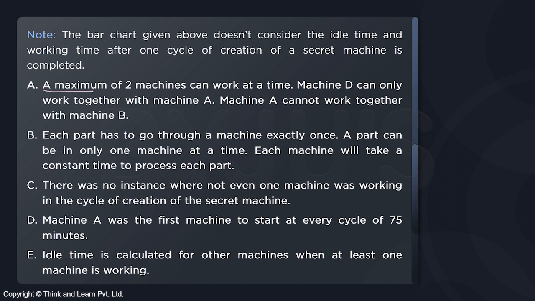A maximum of two machines can work at a time. Machine D can only work together with machine A. Machine A cannot work together with B. Each part has to go through a machine exactly once. A part can be in only one machine at a time. Each machine will take a constant time to process each part. There was no instance where not even one machine was working in the cycle of creation. That means every time at least a machine was working. Machine A was the first machine to start every cycle, and idle time is calculated for other machines when at least one machine is working.